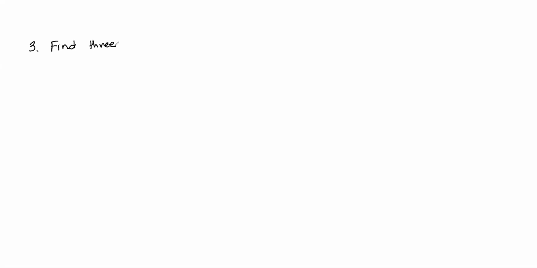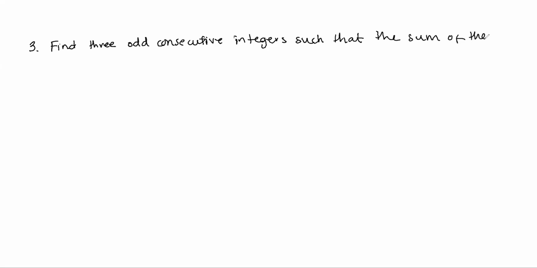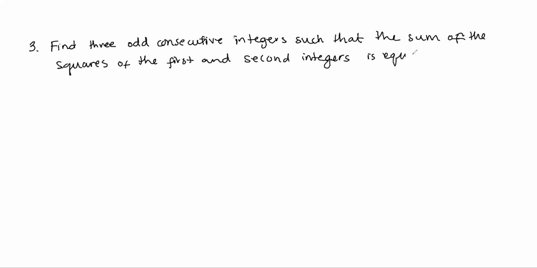So number 3, they want us to find 3 odd consecutive integers such that the sum of the squares of the first and second integers is equal to the square of the third integer plus 33.